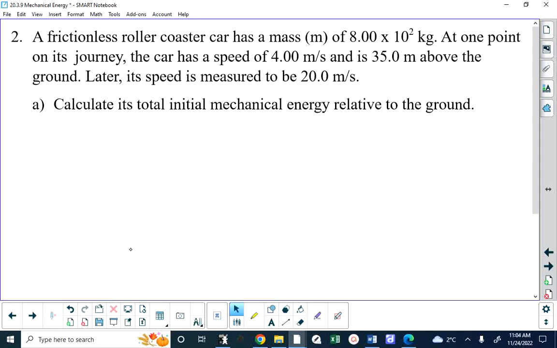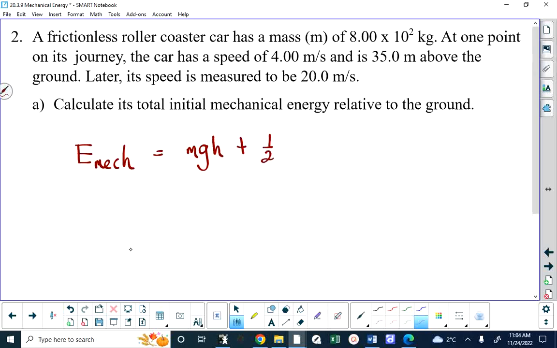What is the initial total mechanical energy relative to the ground? Well, mechanical energy is equal to mgh plus 1/2 mv squared, right? That's what mechanical energy is. Potential energy plus kinetic, and the potential is gravitational.